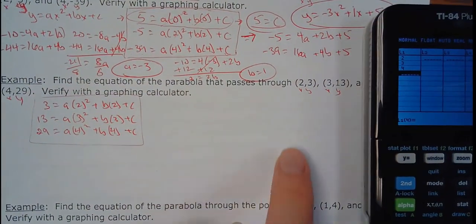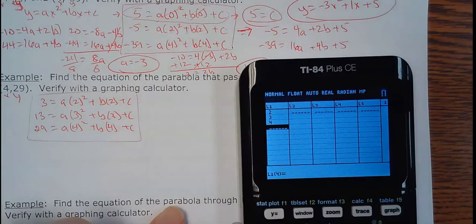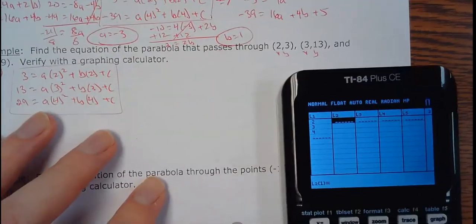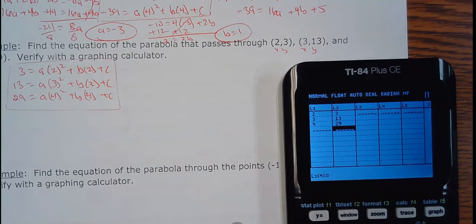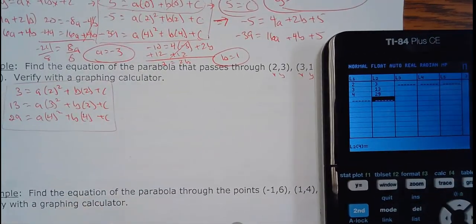And my y values are 3, 13, and 29. And now, there's this thing called regression. We're looking for a best fit line. You probably learned in Algebra 1 about a best fit line.